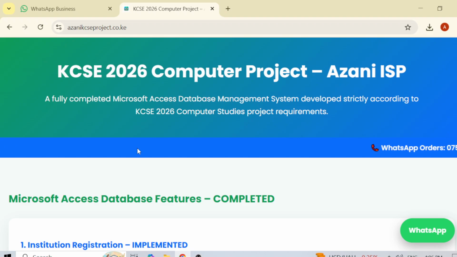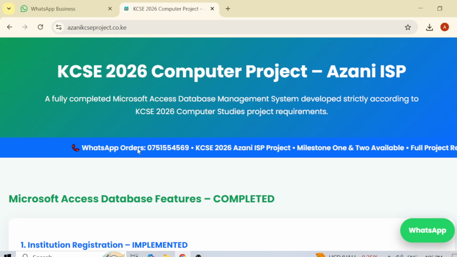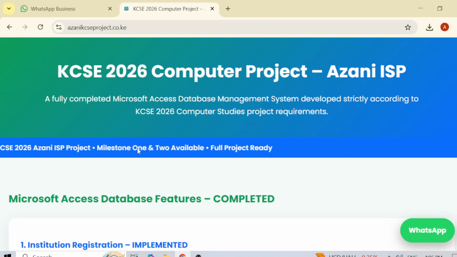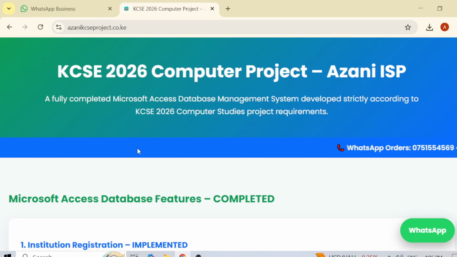So second, we're going to be tackling the problem statement. So what are we solving here? Azani is a system that needs help in organizing and managing its services efficiently. Okay? So we need to organize and manage, because without the database, the company will struggle to keep track of the customers, the payments, and the reports.